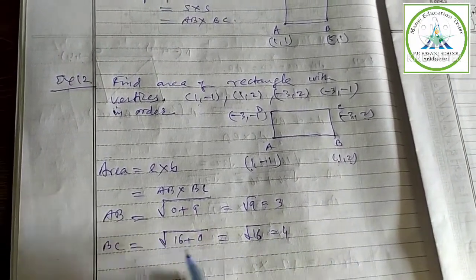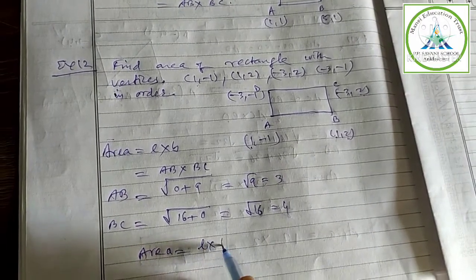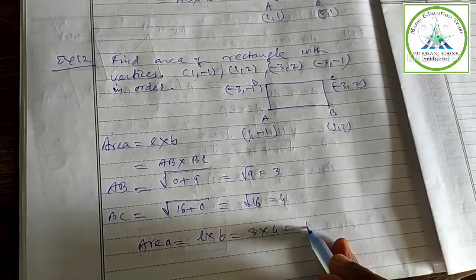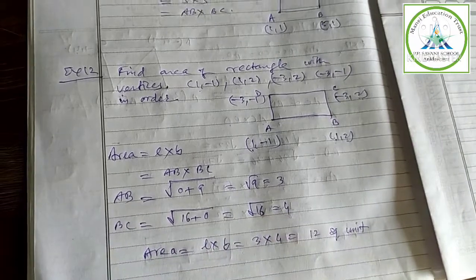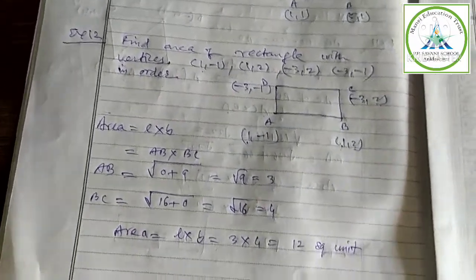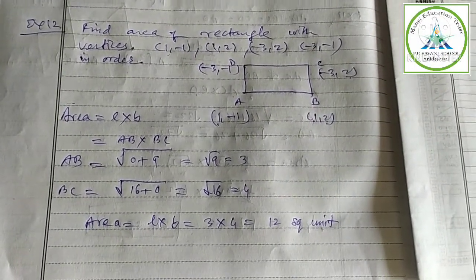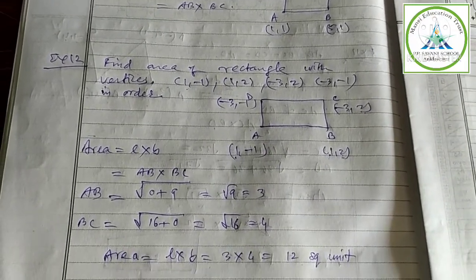Right? Now therefore, area equal to length multiplied by breadth. That is 3 multiplied by 4. That is 12 square units. Understood, students? Please remember this. Square, rectangle, rhombus. The formula of the area of the rhombus, rectangle, square is given to you.